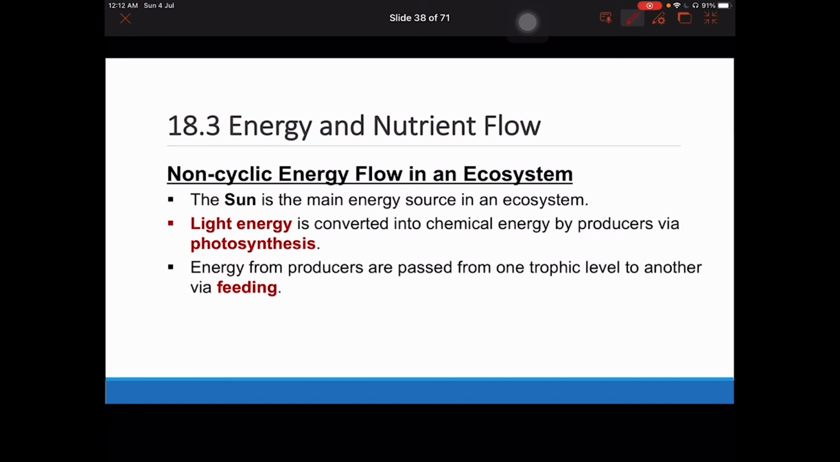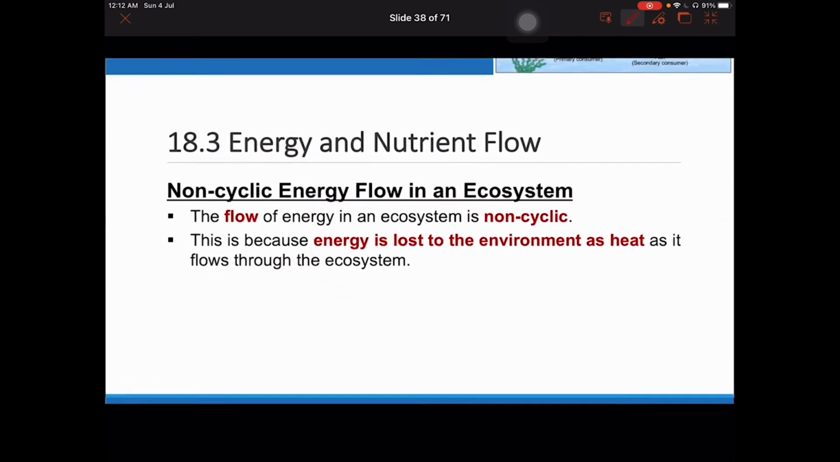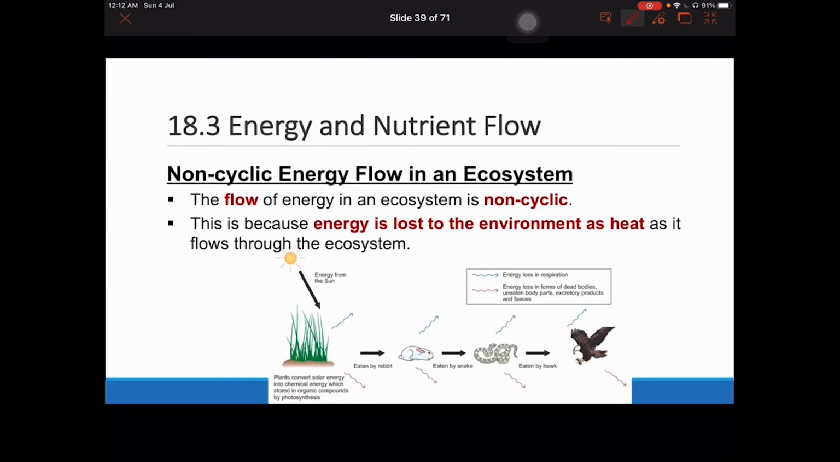We know that the sun is the main energy source in an ecosystem. That means light is converted into chemical energy by the producers using the process of photosynthesis. That energy is passed down from one organism to another by the process of feeding. So what you see over here is that this flow of energy is actually not cyclical. The last organism at the very end of the food chain cannot possibly return the energy back to the sun. So there is no loop. It's not a full cycle in that sense, because energy will always be lost to the environment.